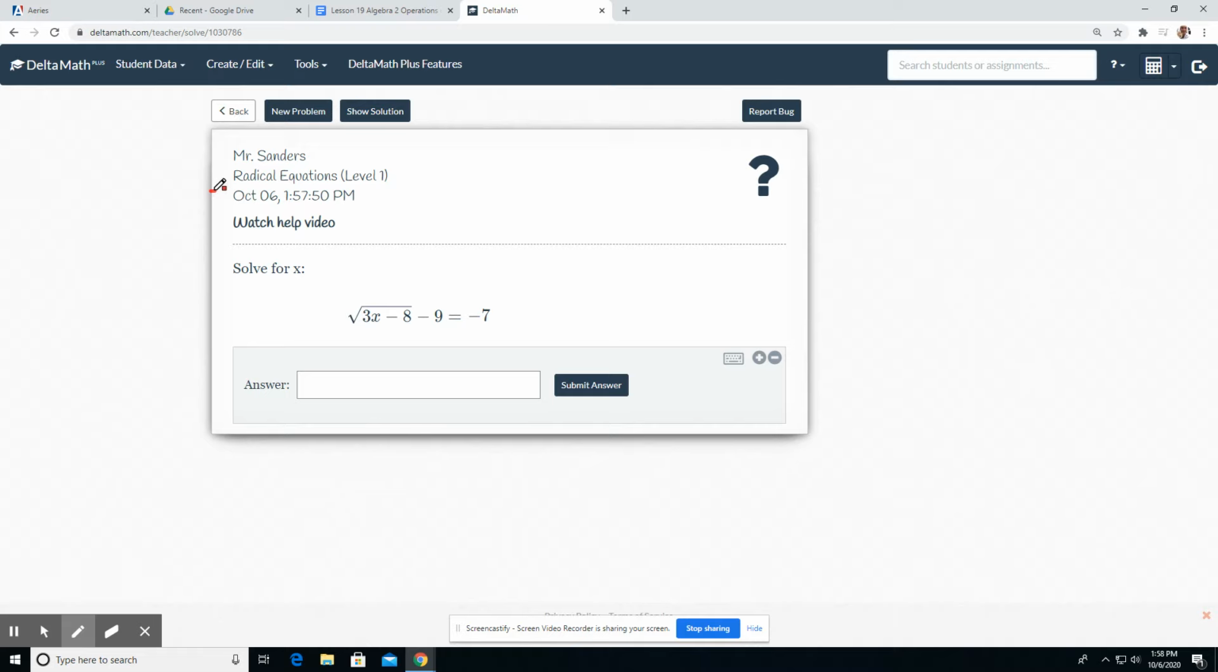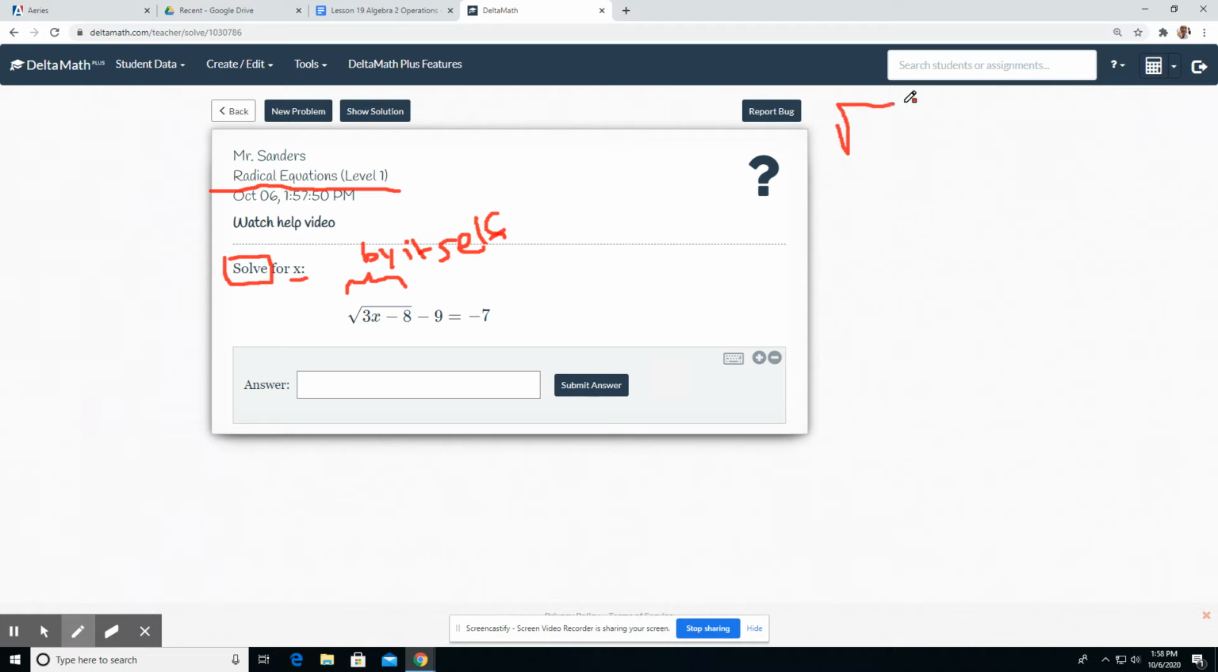Here we are solving radical equations, the first level. We're asked to solve, get x by itself, solve for x. The strategy here is we want to get the square root by itself. So we move everything that's not attached to the square root to the other side.